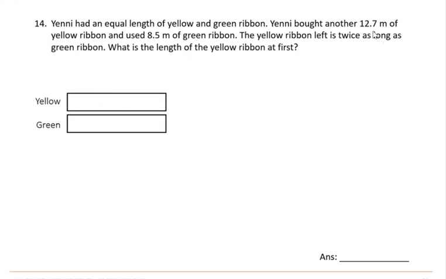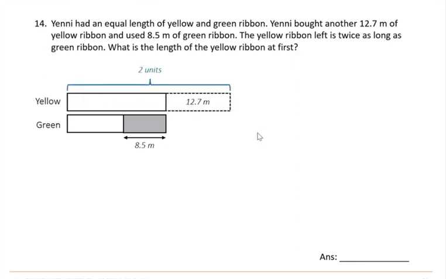And the other one, she's going to use up some amount of ribbon. Okay, so the yellow one will be increased because it says bought another 12.7. So yellow increased by 12.7. Green will decrease by 8.5. And after that, yellow left. So can you see the yellow is this part now? This whole stretch is 2 units because it's twice. And the remaining part for green is 1 unit. Okay, so you can see there's a difference of 1 unit, although it's not very proportionate, but it's actually 1 unit down here.